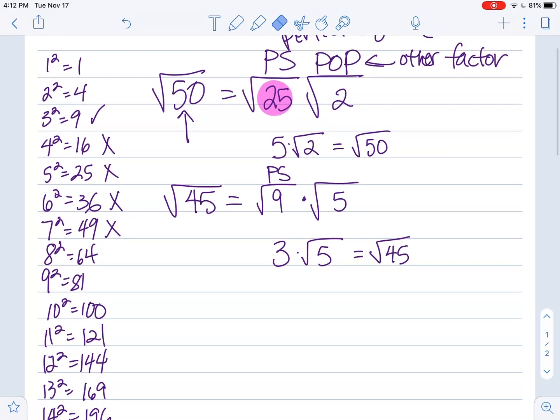Now, here's the thing. If you notice, I always start with the larger numbers. You want to make sure you always go in this direction. Otherwise, you're going to end up doing PS POP twice. Okay, so let's take a look at another one.